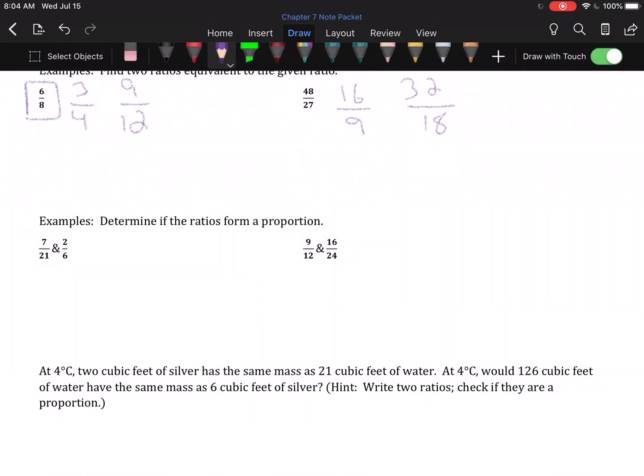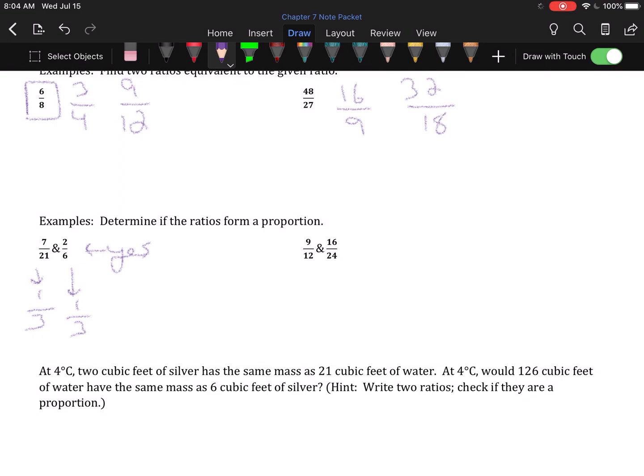Determine if these ratios are a proportion. So the question is, are they equal to each other? The easiest way to do that is to simplify them. So 7/21, I can divide both of those by 7. That's really 1/3. 2/6, I can divide both of those by 2. That's 1/3. Those are the same, so yes, these two form a proportion.